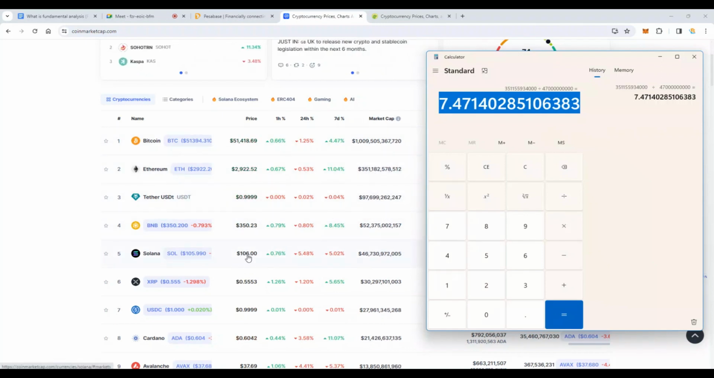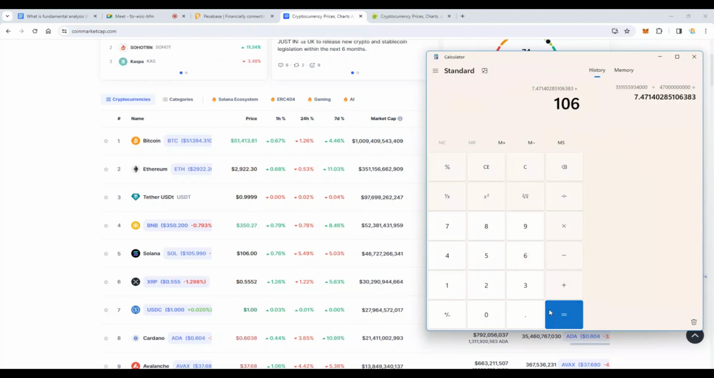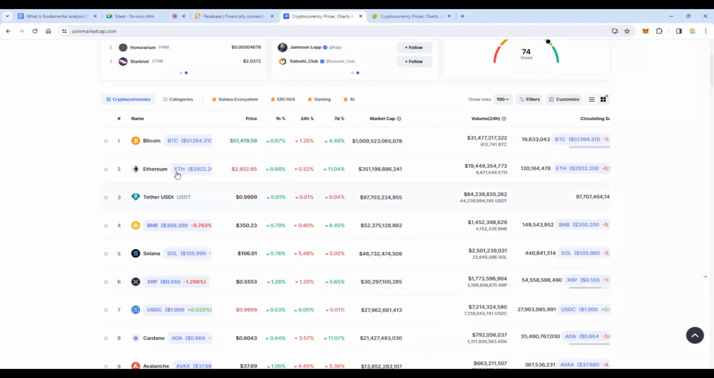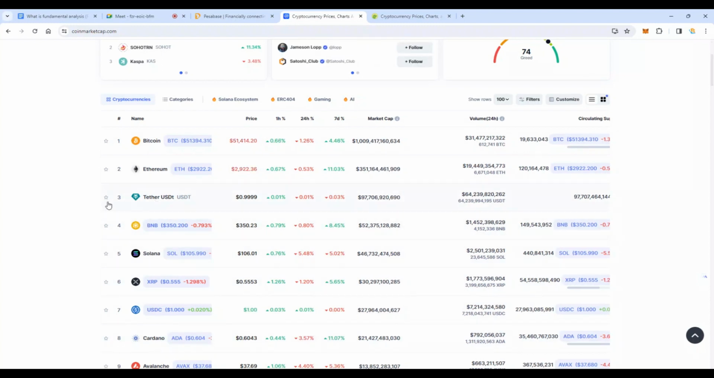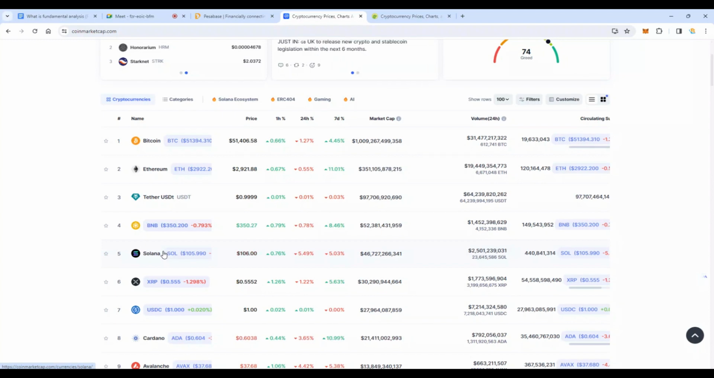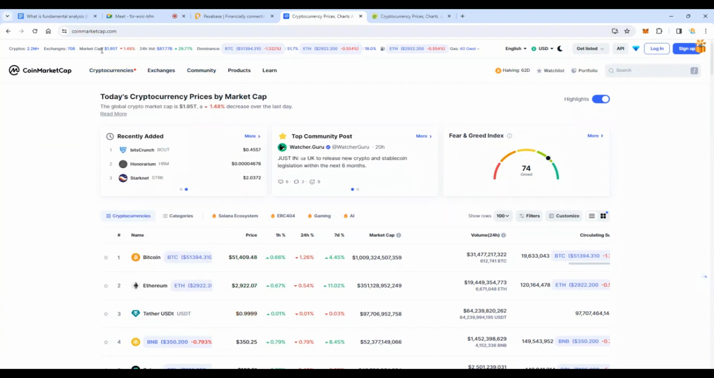That is to mean if one Solana is currently selling at $106, multiply that by 7, and we are talking about the price of Solana coming to $791. When you do such calculations, you see this is actually a very undervalued project, and you'd expect it to do very well in the coming bull run. In the coming bull run, we are talking about a market cap of over $10 trillion.